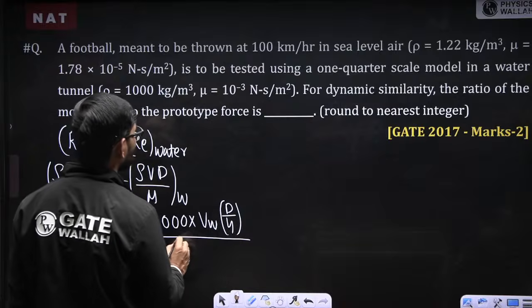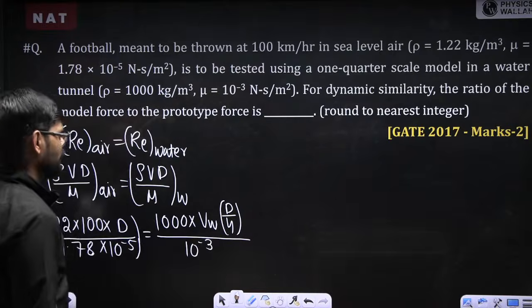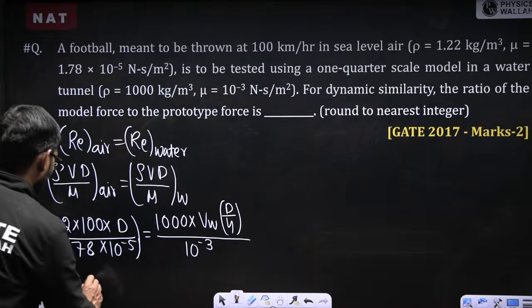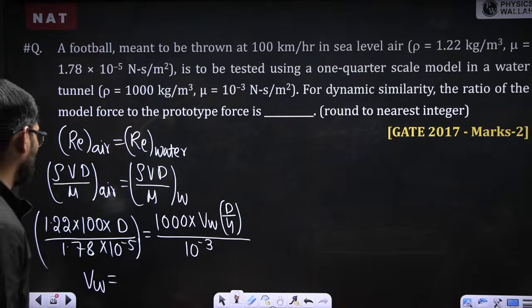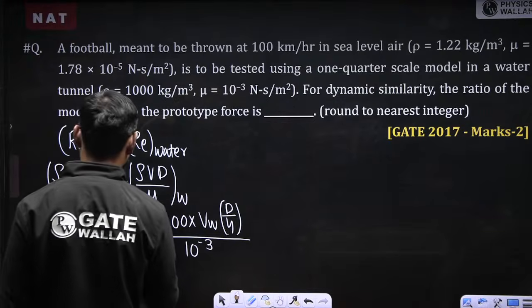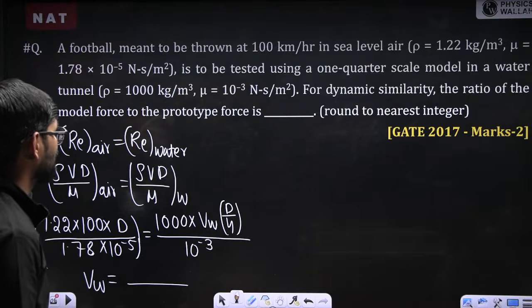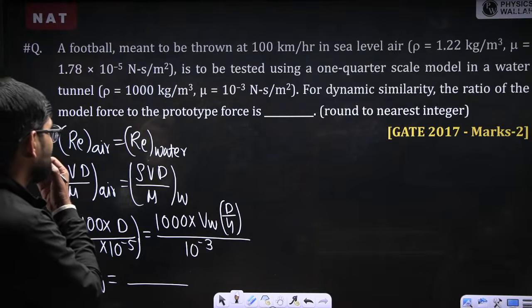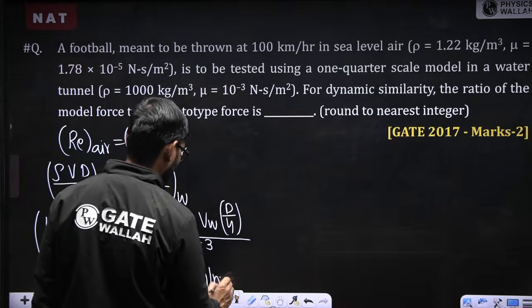Divided by mu. Mu value is 10 to the power minus 3. So from here calculate V in the water, meter per second. This value will come in kilometer per hour.